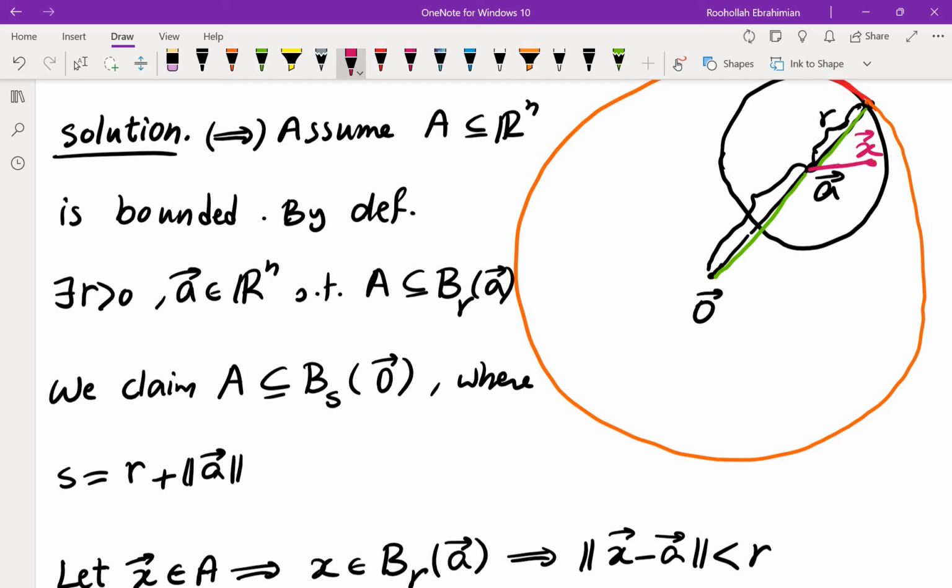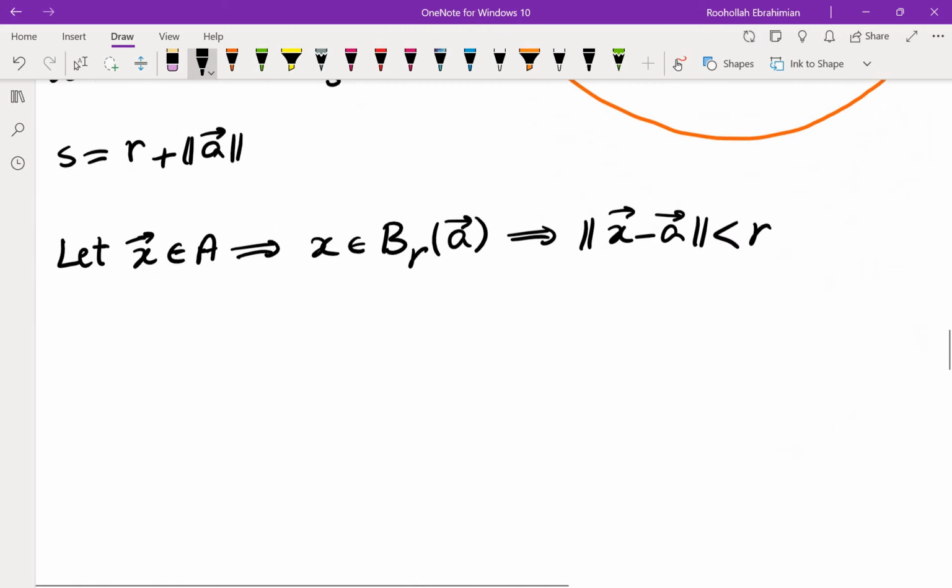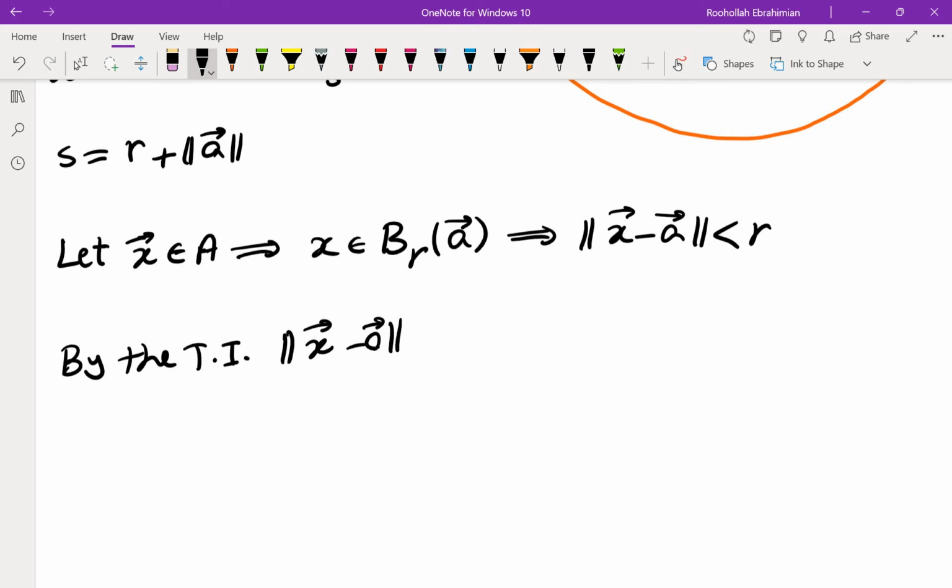I know this is less than R, this is less than R. This one is A, so this by triangular inequality would be less than R plus norm of A. It would be less than that. So we're going to have to invoke the triangular inequality. By the triangle inequality, the distance between X and 0 is less than or equal to the distance between X and A plus the distance between A and 0.